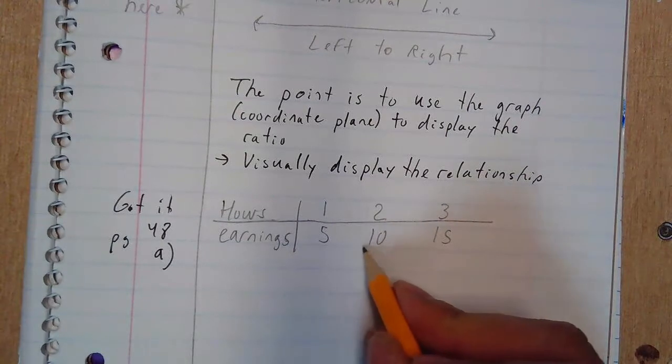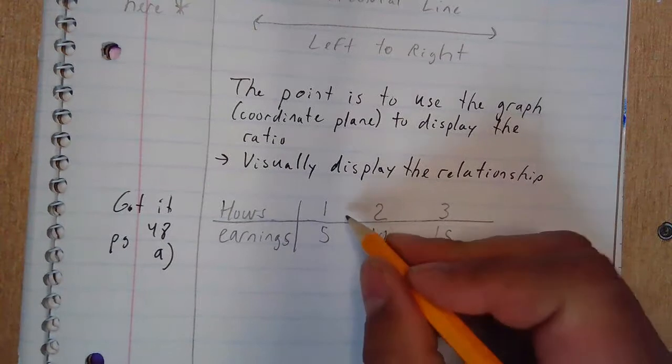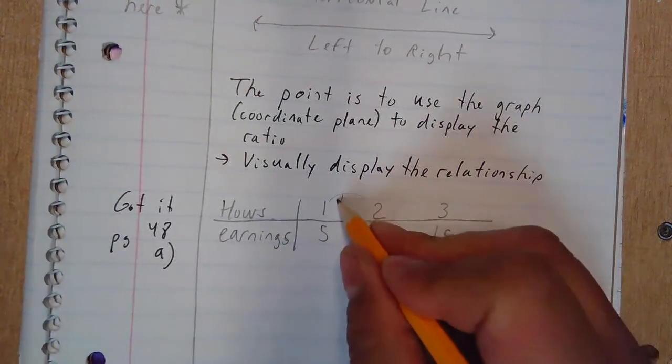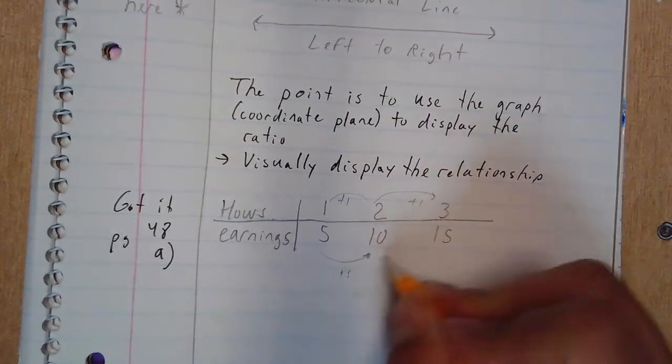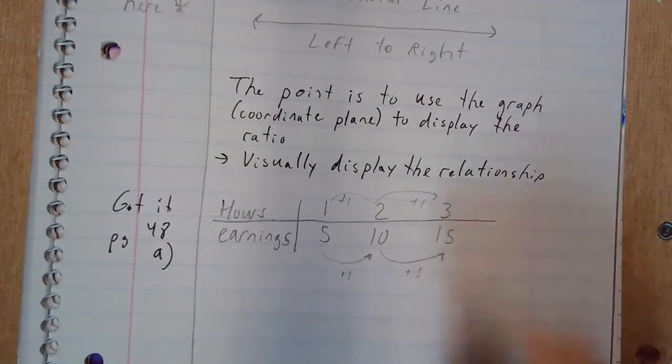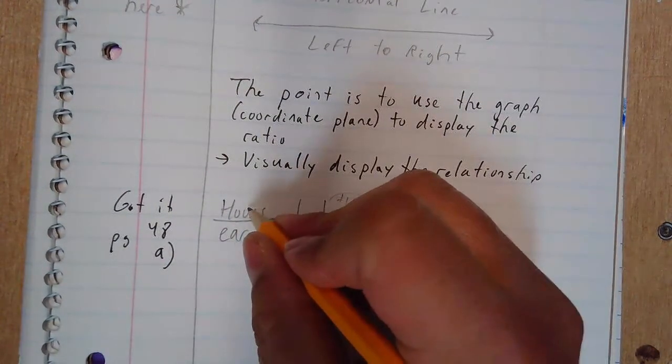Okay, all of these are equivalent ratios. We already talked about that in the last lesson. I'm not going to do dots. You just keep counting: plus 1, plus 1, plus 1, plus 5, plus 5. Okay, so you get this. I hope you do.